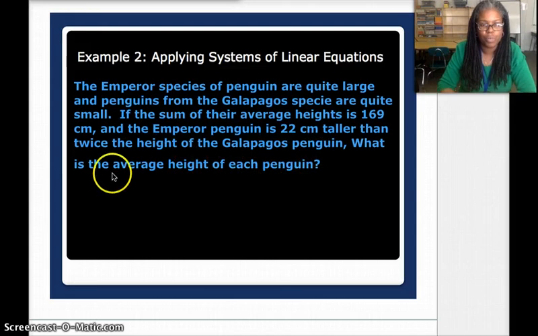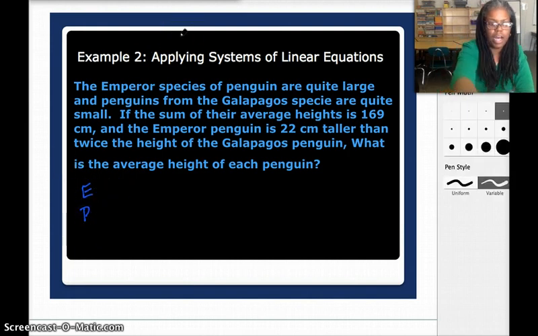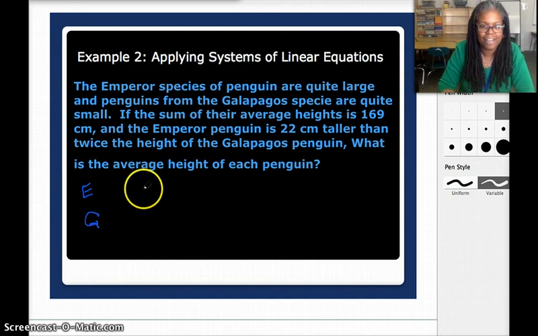Well, first of all, we know we're looking for the height of both penguins, so let's use E for the emperor penguin's height, and G for the Galapagos penguin's height. Now that we have that, E plus G would equal what? Let's go back. It says the sum of their average heights would be 169, so that's one equation.